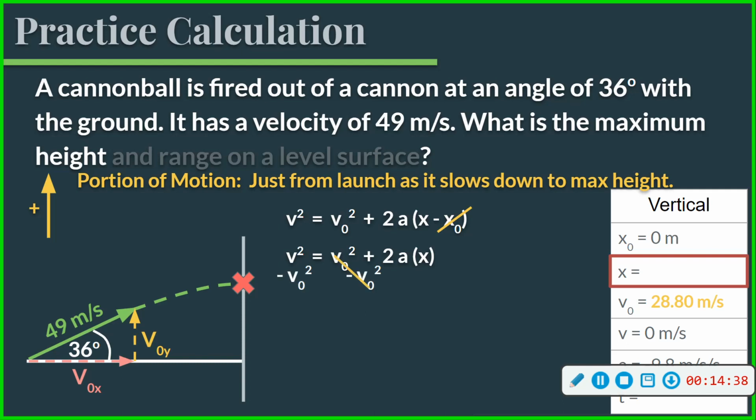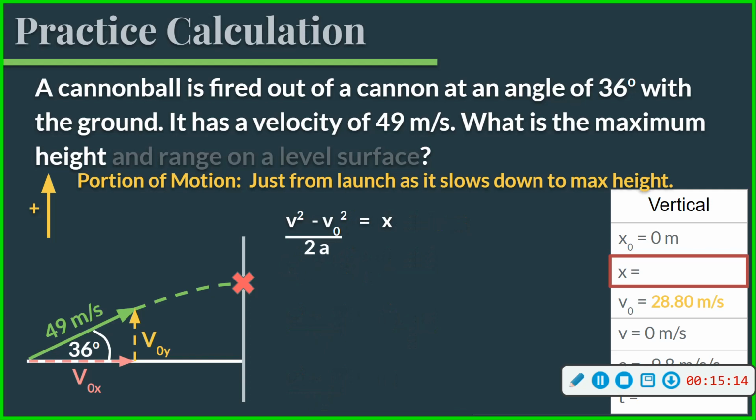So let's do some algebra. Subtract our V naught squareds from both sides. Okay. So V final squared minus V initial squared equals 2ax. Divide both sides by 2a. That'll solve for x on the right-hand side. And now we have V squared minus V naught squared over 2a equals x. Okay. So now we've got the equation we can use to solve for our height, x.